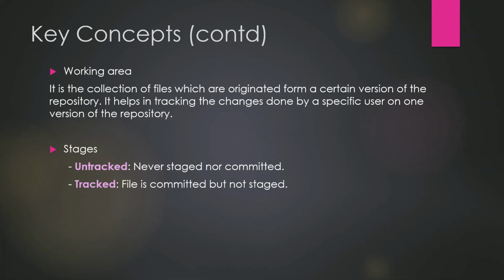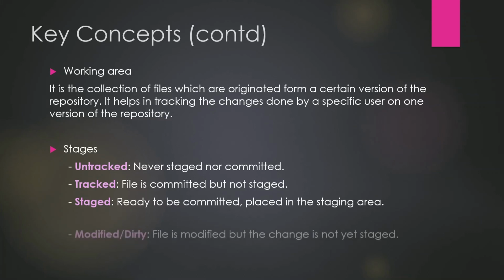The next one will be tracked. When the Git repository tracks a file, it means the file is committed but it is not staged in the working directory. Next is staged. In this stage, the file is ready to be committed and is placed in the staging area waiting for the next commit.